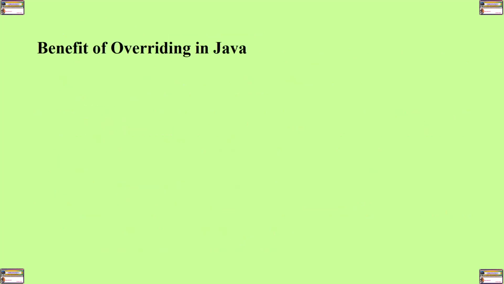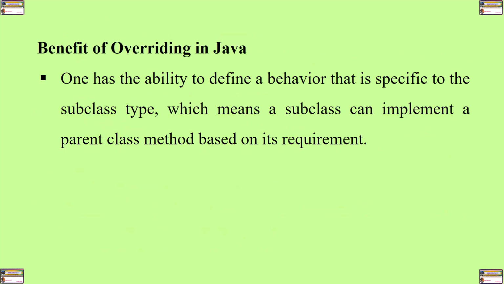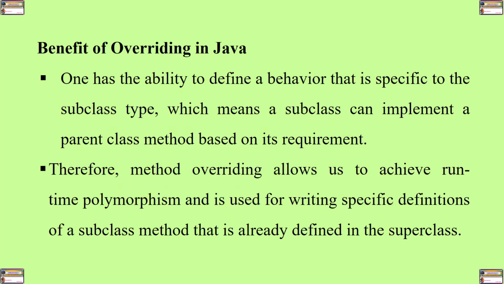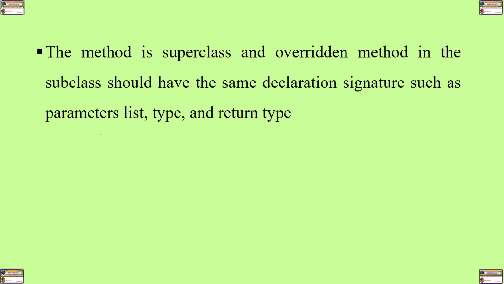So what are the benefits of overriding in Java? One has the ability to define a behavior that is specific to the subclass type, which means a subclass can implement a parent class method based on its requirement. Therefore, method overriding allows us to achieve runtime polymorphism and is used for writing specific definitions of a subclass method that is already defined in the super class or the parent class. The method in the superclass and the overridden method in the subclass should have the same declaration signature: parameter list, type, and return type.